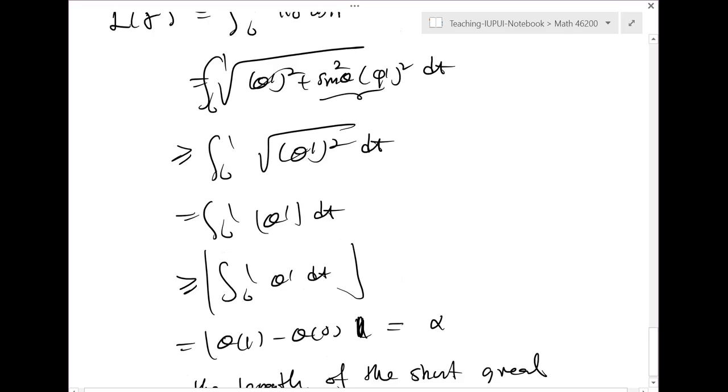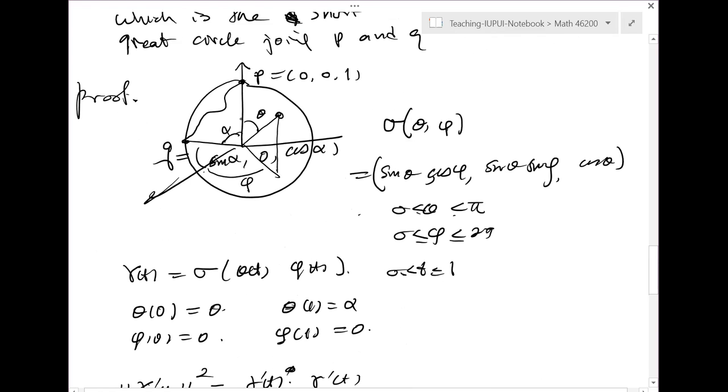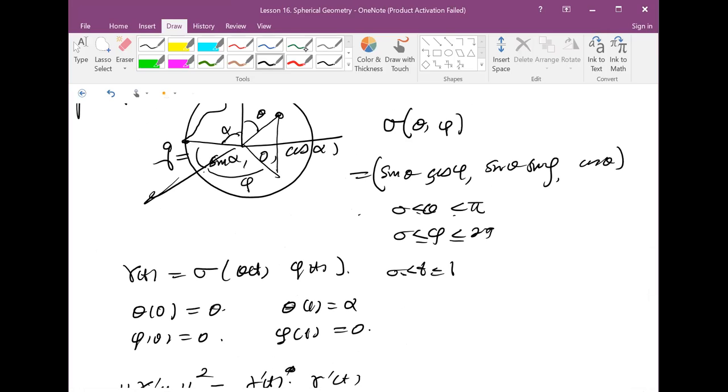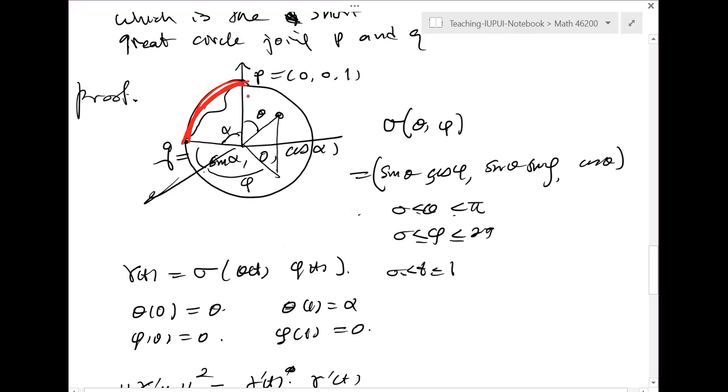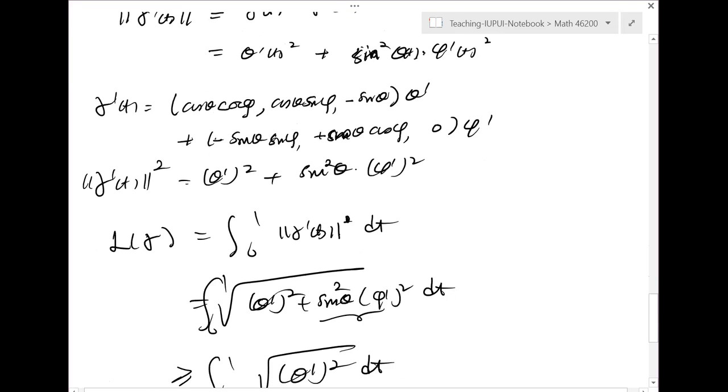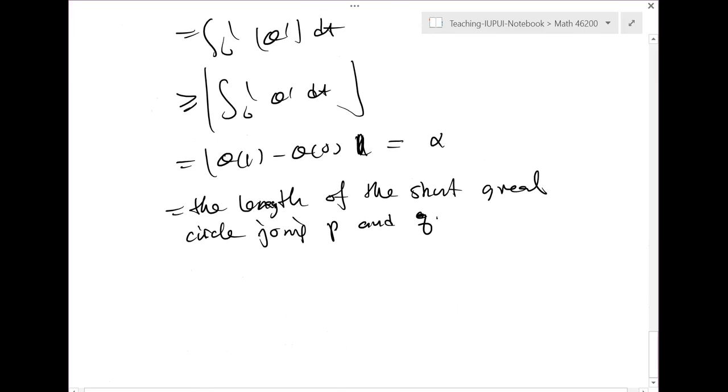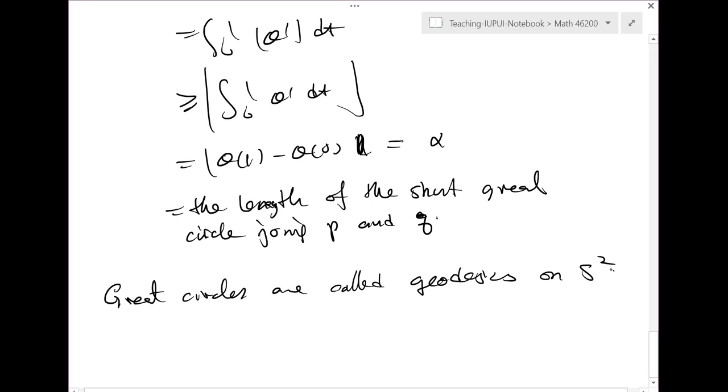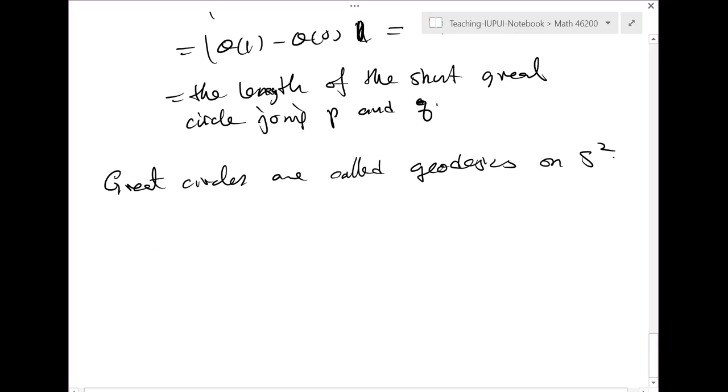So we see that. Look at the picture: the angle alpha is just the length of this arc, of this great circle. Otherwise, for an arbitrary curve, the length is larger. So we showed that the great circle has the shortest length joining these two points. So great circles are called geodesics on S2, okay?